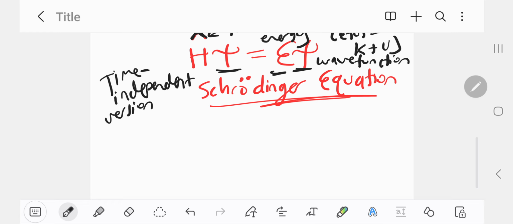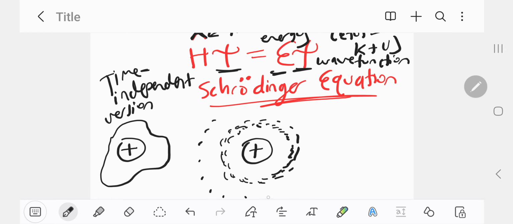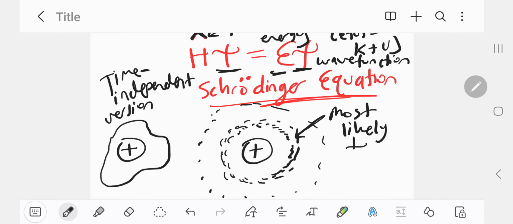So Schrödinger thought, let's look at a simple atom. Let's say we've got the positive nucleus here. Unlike de Broglie, who thought that the atom looked like this, let me draw something like this, Schrödinger thought that the electron was like a cloud, a probability wave. So where these dots are really dense, really dark, that's not where most of the electron is. That's where the electron is most likely to be. Let's say a 99% chance.